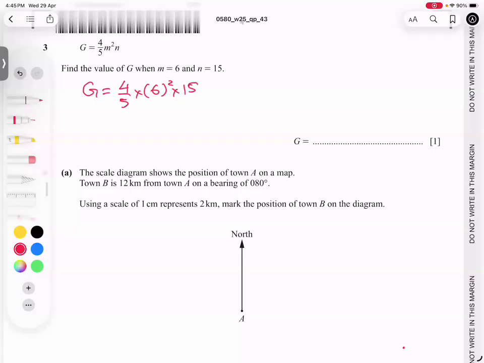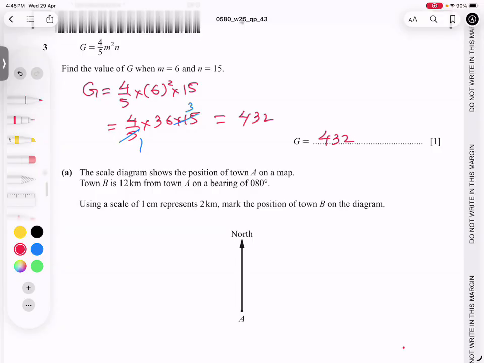6 squared into 15. You can do 36 and 15, or just type it in the calculator. Although the question did not say to show working, I have just shown you. So 4 into 36 into 3, and the answer is coming 432. So I'm writing now 432.